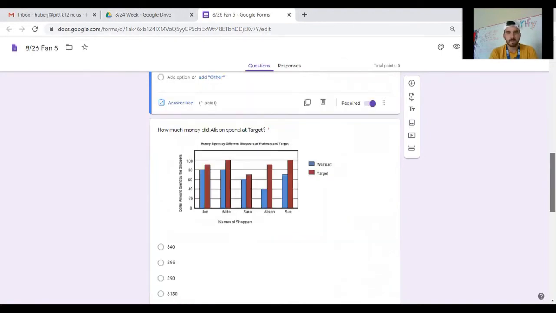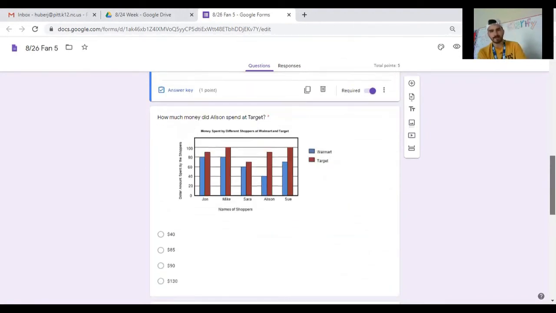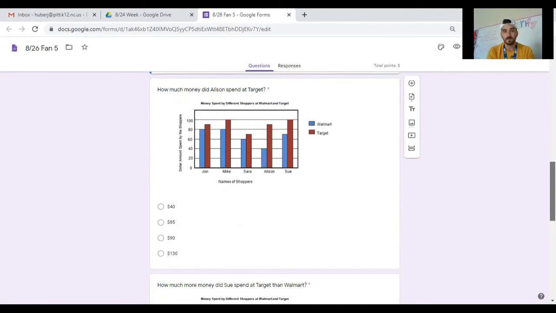And then it says here, how much money did Allison spend at Target? Again, if you don't look at the key here, there might be an answer choice that somebody would pick. So looking at the answer choices, you say this out loud, talk to yourself. What do you think somebody who missed it might have chosen on this question? How much money did Allison spend at Target?